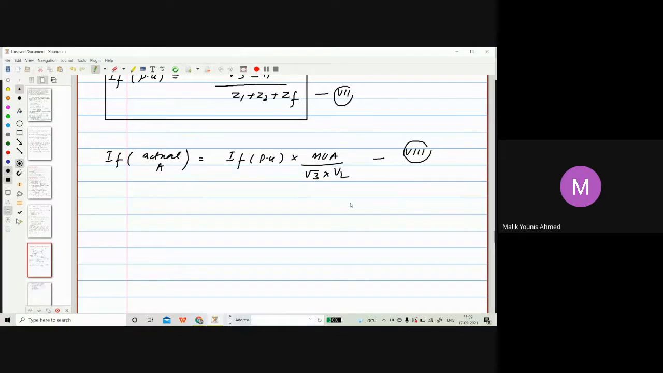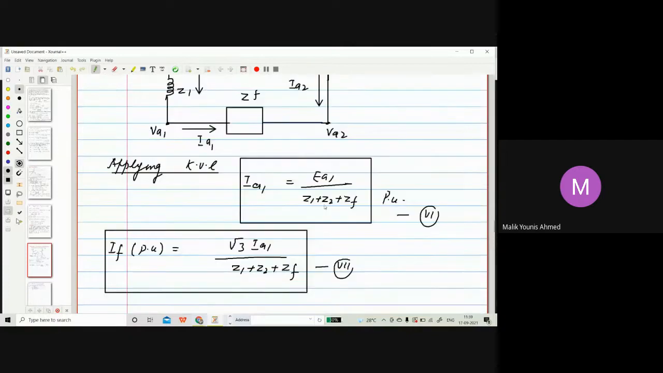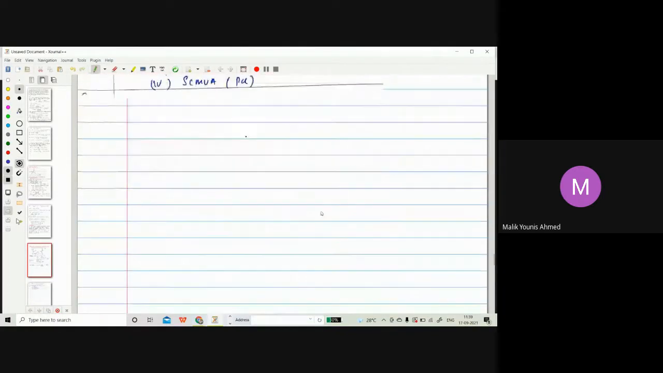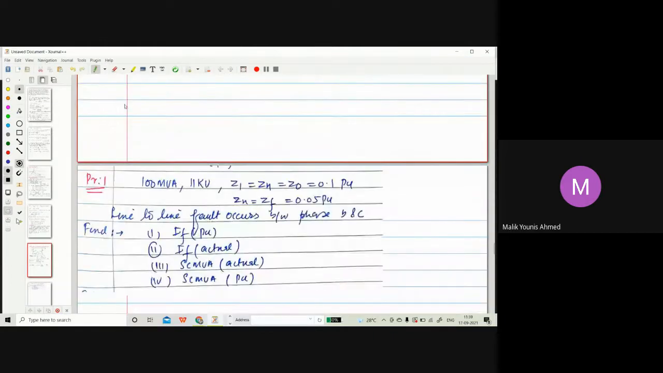Next we have short circuit MVA. Actually, I should have done that also, but we don't have time. We'll see if tomorrow we have to also engage an extra class, because we are behind the syllabus. Last week we missed one week. So we'll be continuing with this.